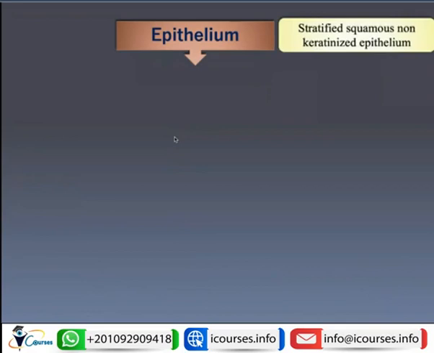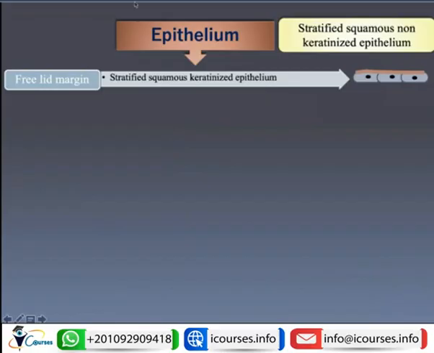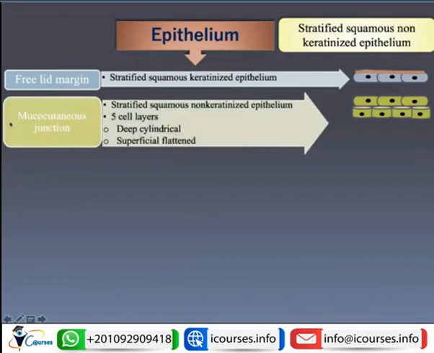It is a stratified squamous non-keratinized epithelium. The free part of the lid margin is formed of a stratified squamous keratinized epithelium. So the lid margin will have a keratin layer over the epithelium. Then we will have the mucocutaneous junction. The mucocutaneous junction will show again stratified squamous but non-keratinized epithelium in 5 layers. The deep layers are cylindrical, while the superficial layers are flat.